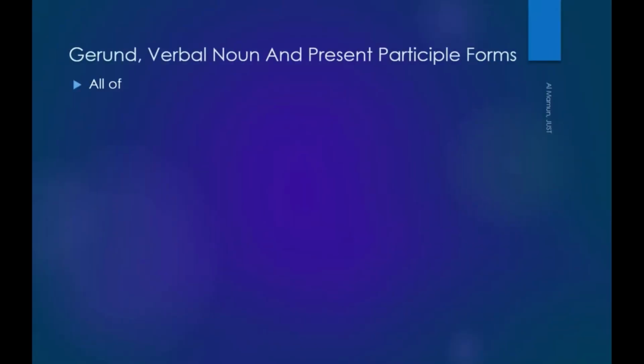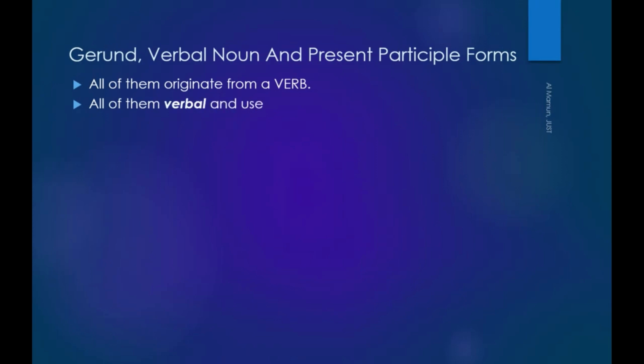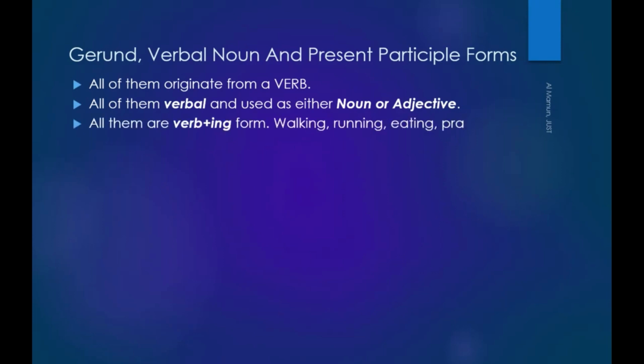So let us have a unique look at gerund, verbal noun and present participle forms. All these forms originate from a verb. And all of them are called verbal because they come from a verb, but they are used as other parts of speech like noun or adjective. All of them are verb plus ing form. For example, walking, running, eating, practicing, etc.